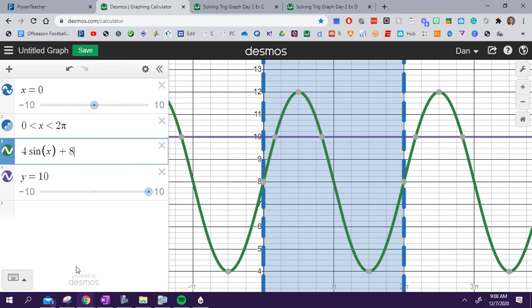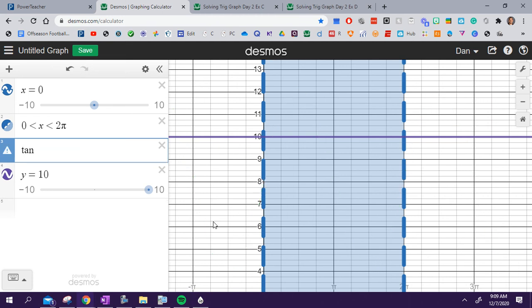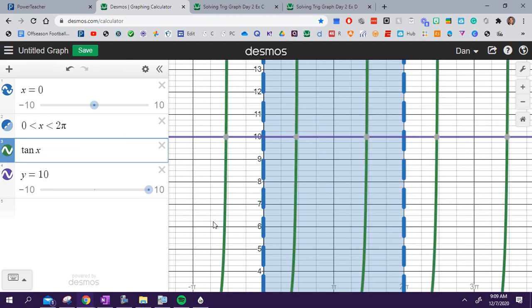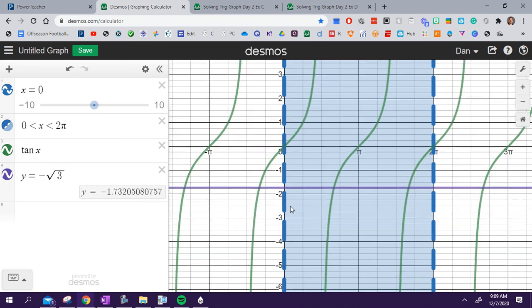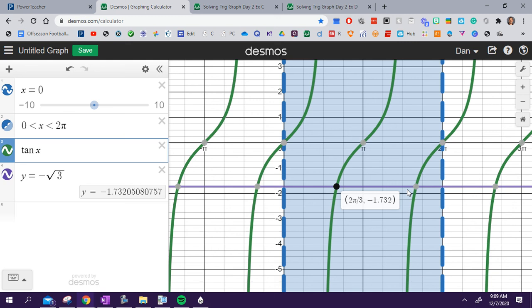Again, I think it's super important that you get a visual for this. Sorry, I'm trying to find my equation. All right, so here's what you had. Okay, you had tangent of x. Let's just graph that, and we wanted to make it y equals negative square root of 3. Okay, so here's my original graph. Here are the 2 answers we found, 2 pi over 3 and 5 pi over 3. That's what we wrote down.